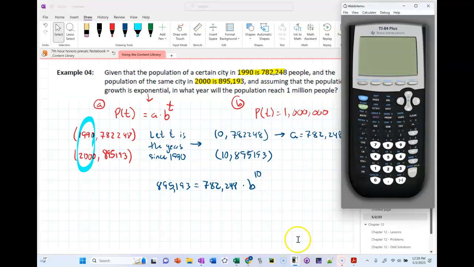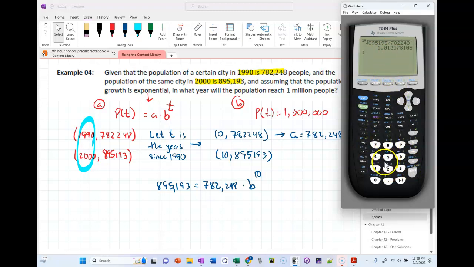So to solve for B, I'm just going to divide both sides by the 782,000 and then do the 10th root. On your calculator, you can do that a couple of different ways. So I can do the number 10, and then if I hit math and then command 5, that allows me to write it as a 10th root, and I can just do 895,193 divided by 782,248. So I get that number.